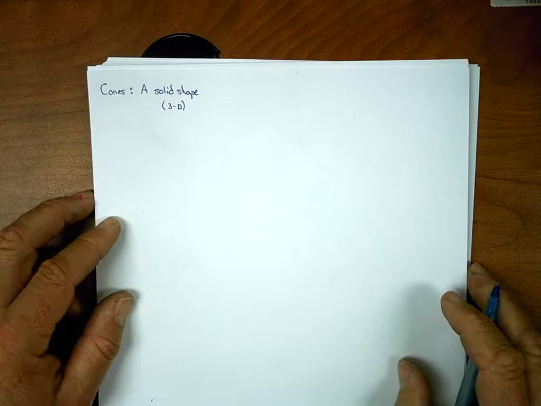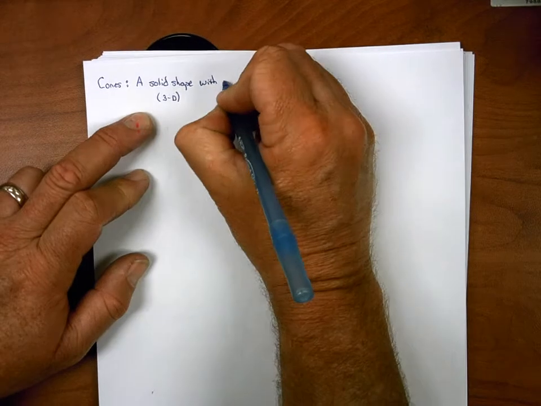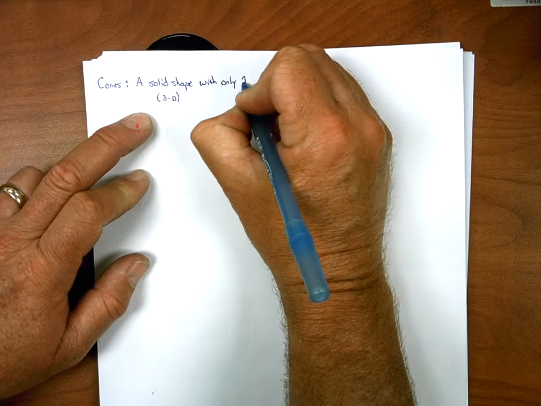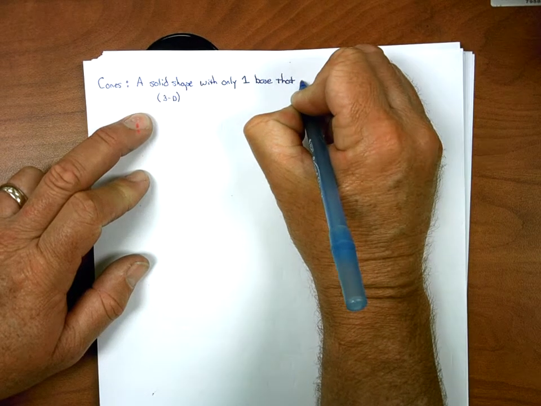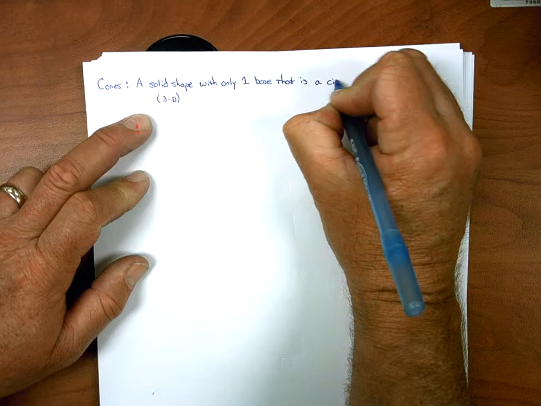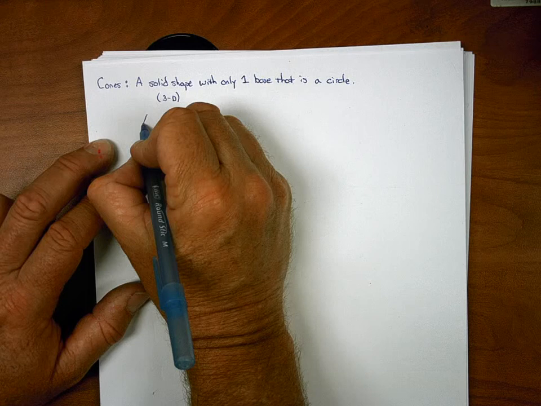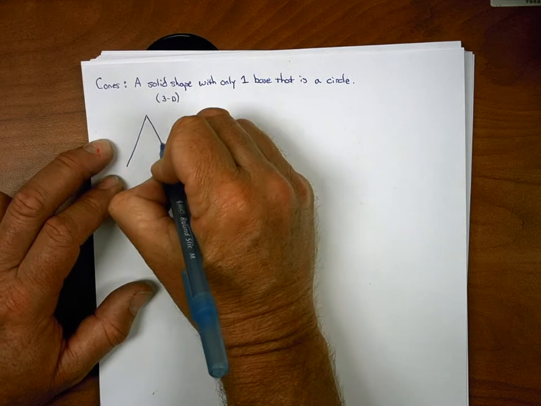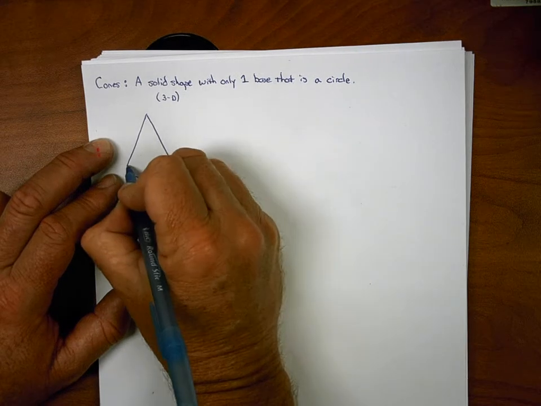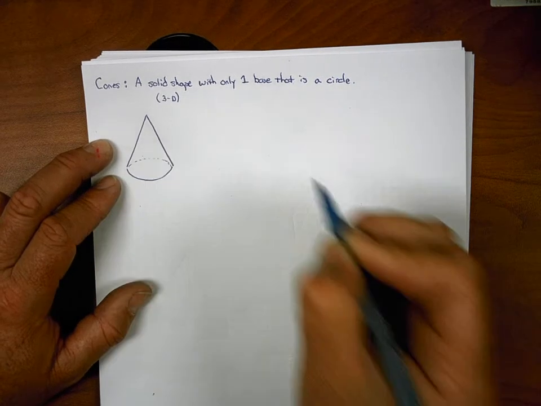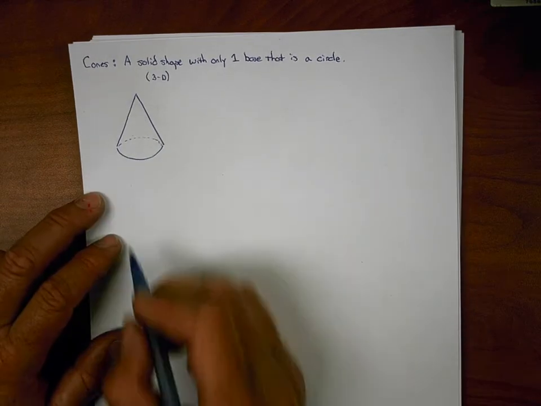So a cone is a solid shape. That means it's three-dimensional, with only one base that is a circle. That's what a cone is. So let's go ahead and draw a cone here. Here's how I draw a cone. I draw an angle like that, and down at the bottom I just connect those two pieces, which is supposed to be a circle, but when you draw it, in reality, it looks more like an oval. So that right there would be a cone.